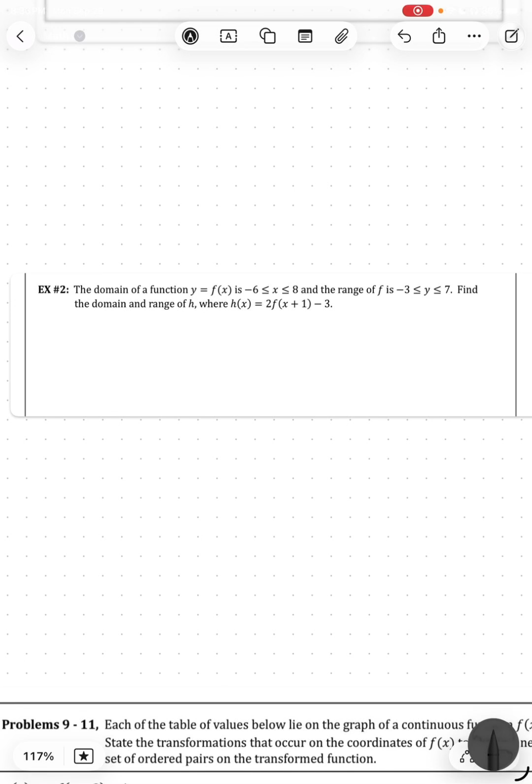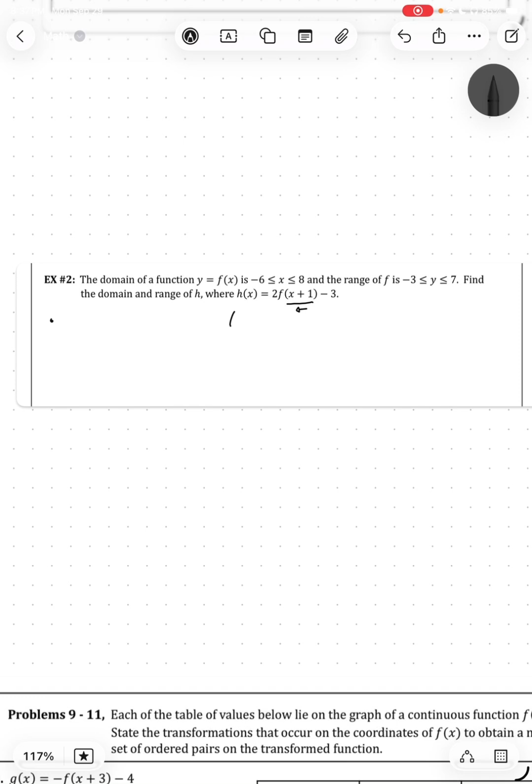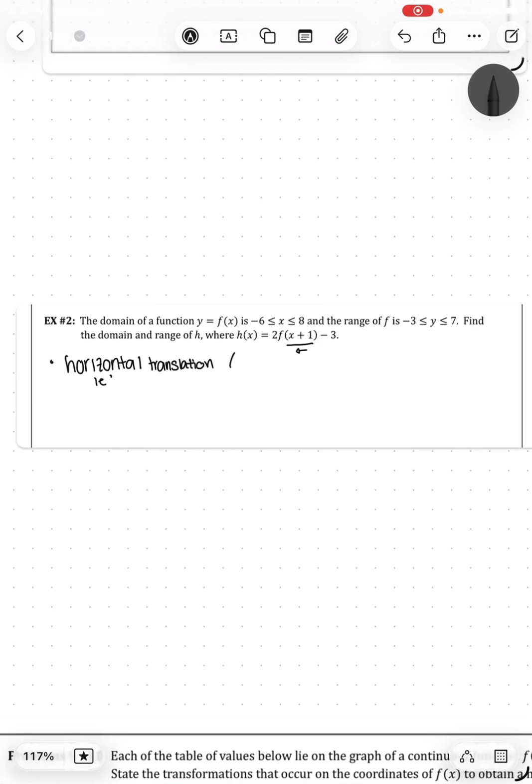Okay, in this example, it's saying the domain of the function y equals f of x is -6 less than or equal to x less than or equal to 8. And the range of f is -3 less than or equal to y less than or equal to 7. We want to find the domain and range of h, where h of x equals the function of x plus 1 times 2 minus 3. Okay, so let's solve. We can apply a rule here, and that's the way I'm going to show you it. So basically, this rule will apply to the x. We know it will go left, and it'll be a horizontal translation, left 1.